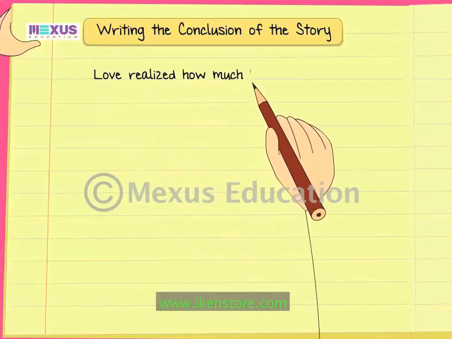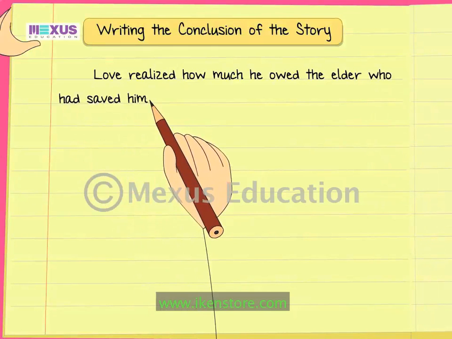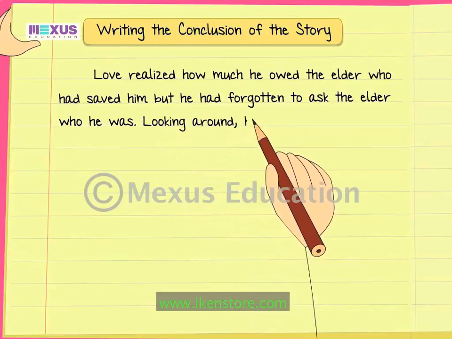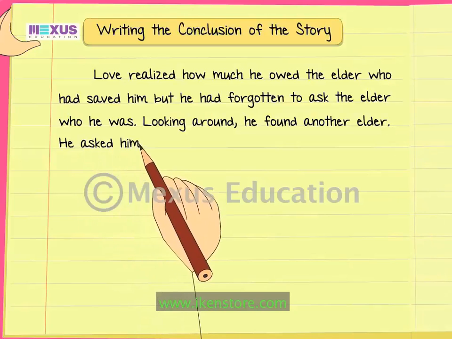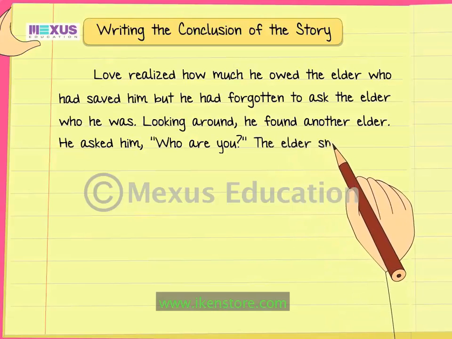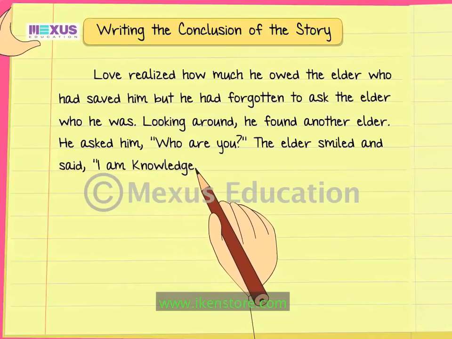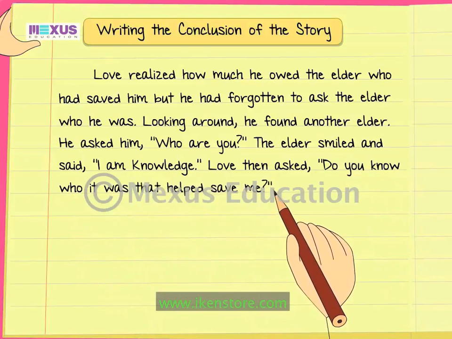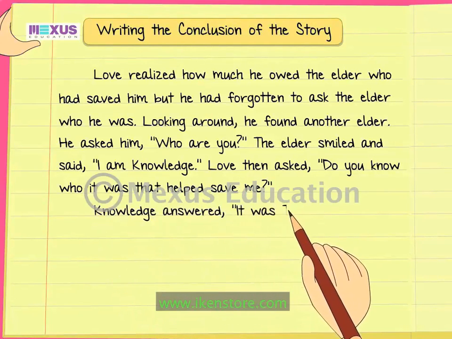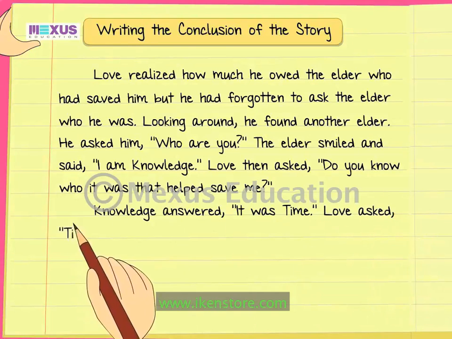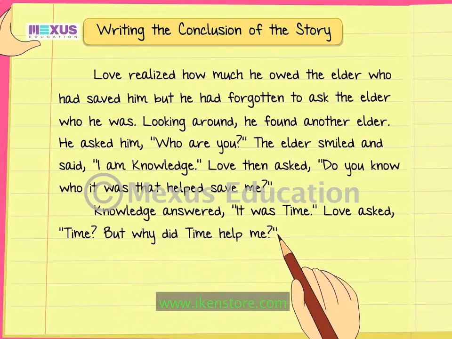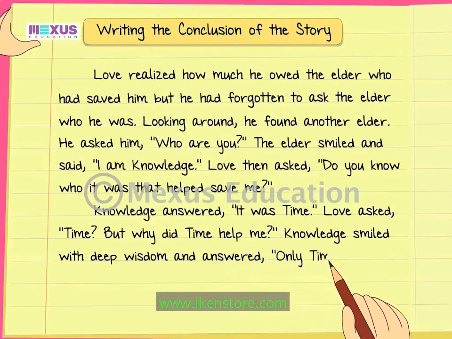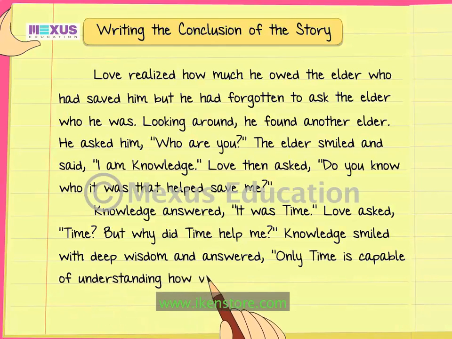Love realized how much he owed the elder who had saved him, but he had forgotten to ask the elder who he was. Looking around, he found another elder. He asked him, "Who are you?" The elder smiled and said, "I am knowledge." Love then asked, "Do you know who it was that helped save me?" Knowledge answered, "It was time." Love asked, "Time? But why did time help me?" Knowledge smiled with deep wisdom and answered, "Only time is capable of understanding how valuable love is."